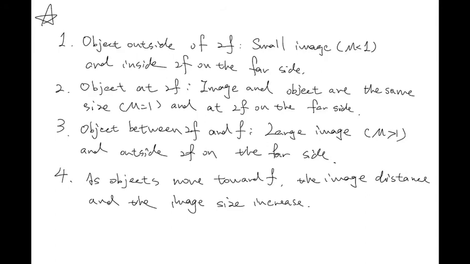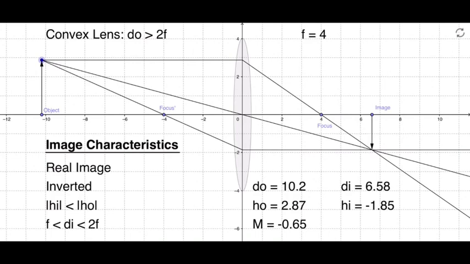And second one, object at 2f, image and object are the same size, meaning that the magnification is 1, and the image is right at 2f on the far side. And 3, object between 2f and f, it will create a larger image, meaning that the magnification is larger than 1, and it will appear outside of 2f on the far side. And 4, as an object moves toward f, the image distance and the image size will increase, generally speaking. And here is the simulation.